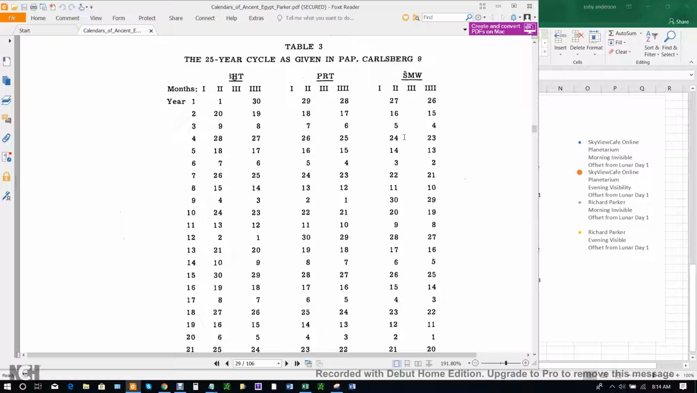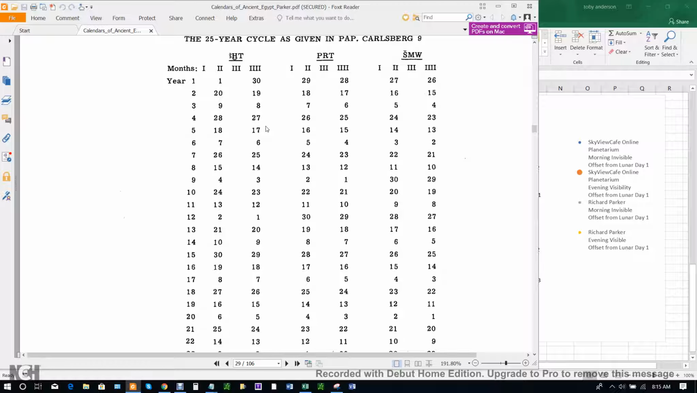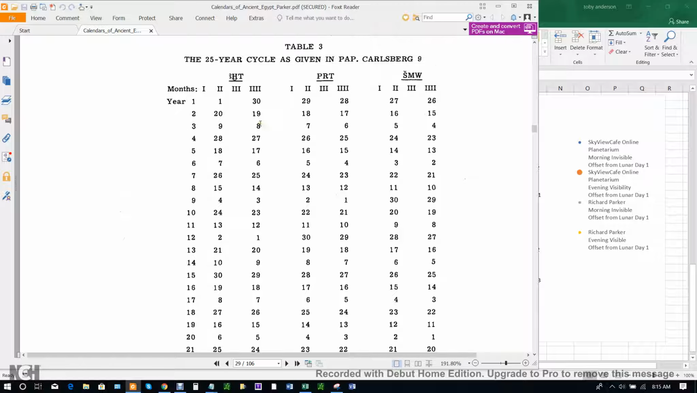This is the main table from his book, and it's based on the Carlsberg papyrus, number 9 papyrus. In the Egyptian calendars, there's 3 parts, pronounced something like Akhet, PRT and SMW. Each of the 3 parts of a calendar year have 4 months, and 365 days, and it's supposed to be 365 days repeating. There's no leap day or leap year, and so it just repeats every 25 years.